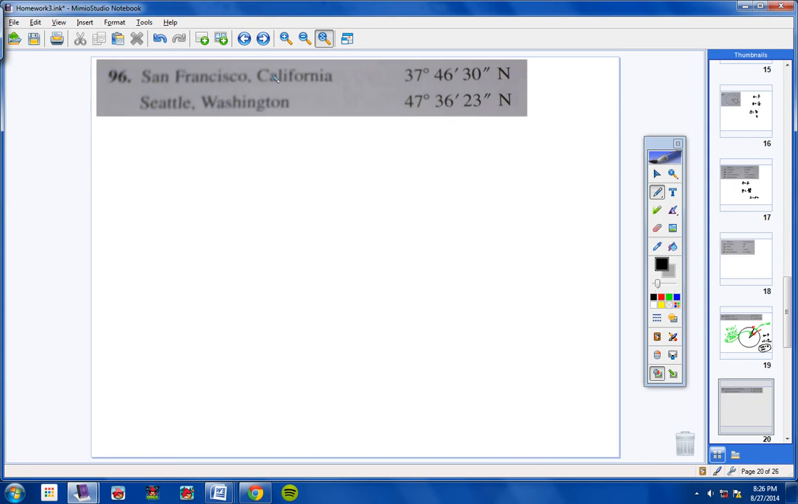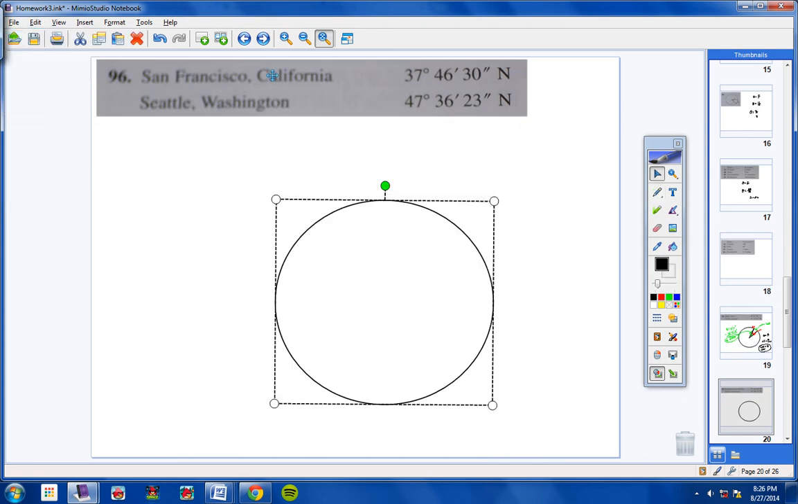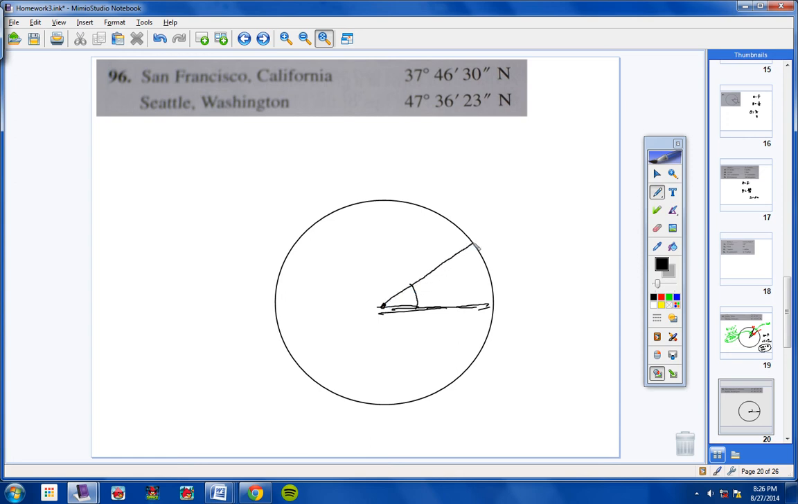Okay, number 96. Same thing. So really, you could probably try this one. Go ahead and work on this one on your own. Here's my radius. And I'm going to go up north 37 degrees, so about right here. And we're going to put San Francisco, California there. Okay. And then I'm going to rotate up 47 degrees, so about 10 degrees more. And I'm not really too concerned if my drawing's not drawn to scale. And that's Seattle, Washington. There we go.